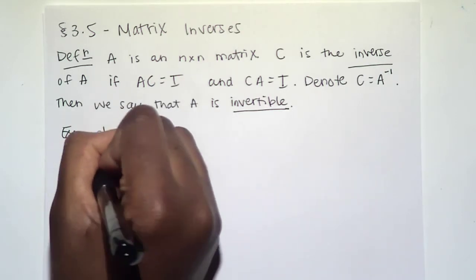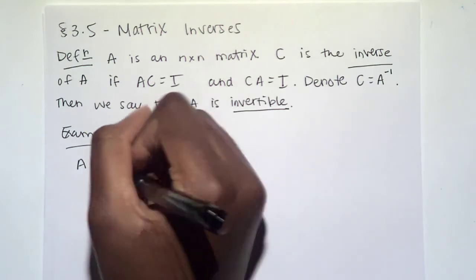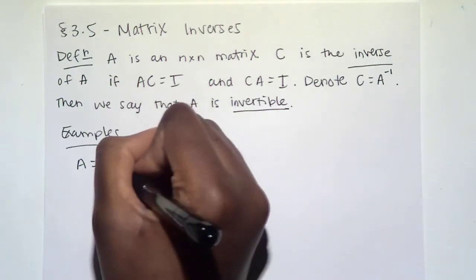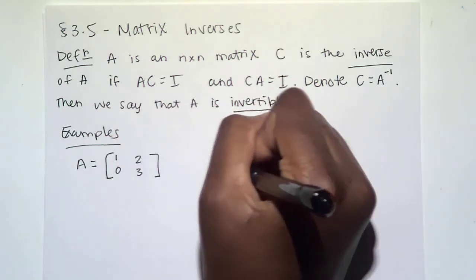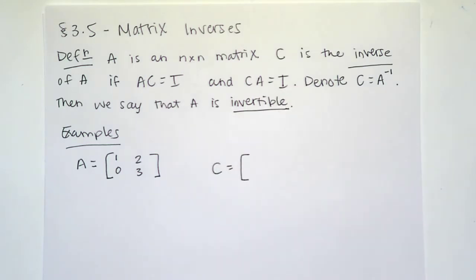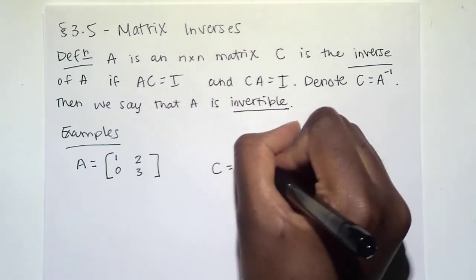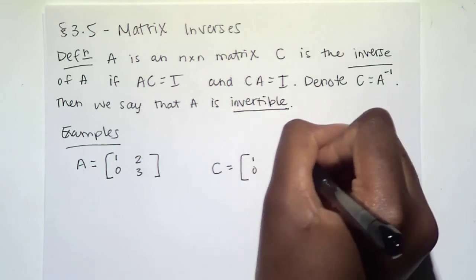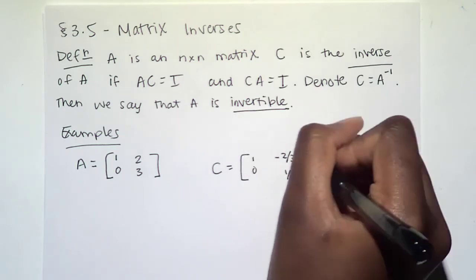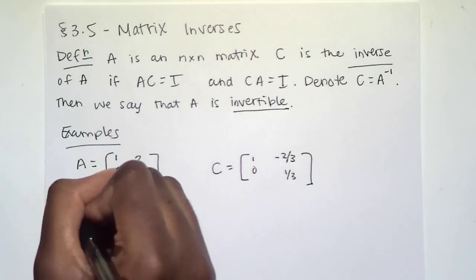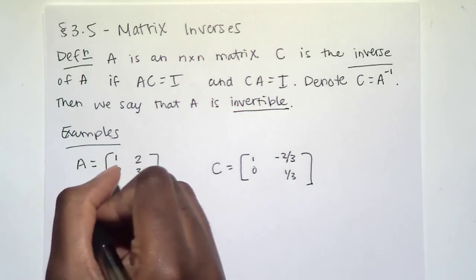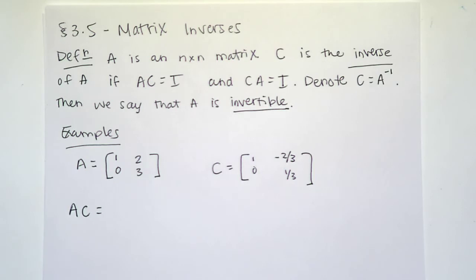All right, so we have a matrix A. This is going to be a 2 by 2. Down the columns, I have 1, 0, 2, 3. And then C, down the columns, also a 2 by 2, 1, 0, negative 2/3, 1/3. So these are two matrices, and I just want to show that they are inverses. So to do that, I am going to multiply them in both directions. All right, so I'm going to start with A times C.